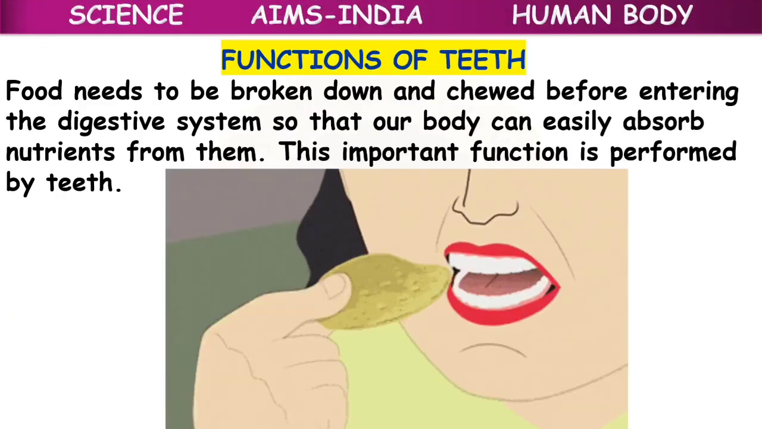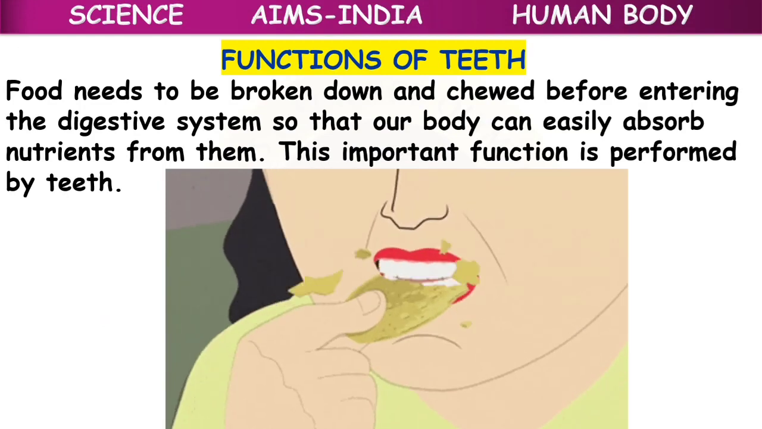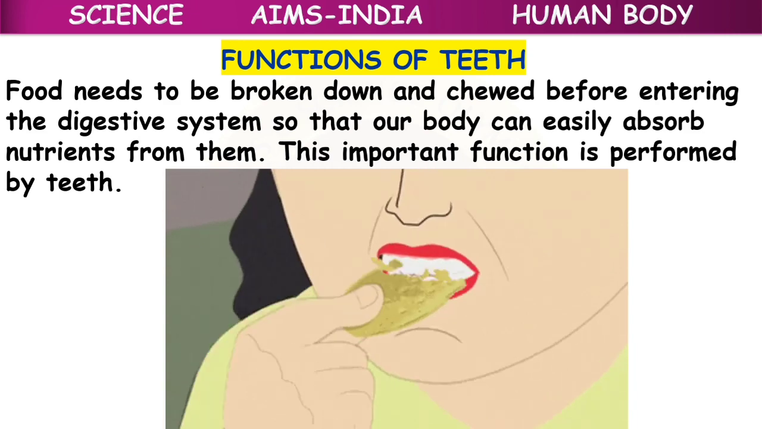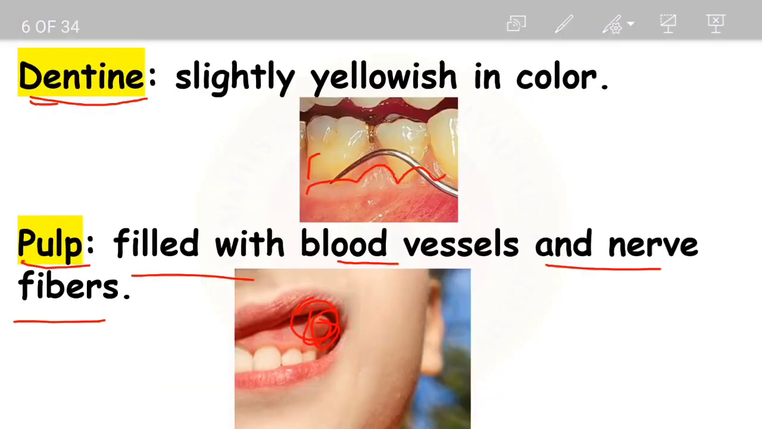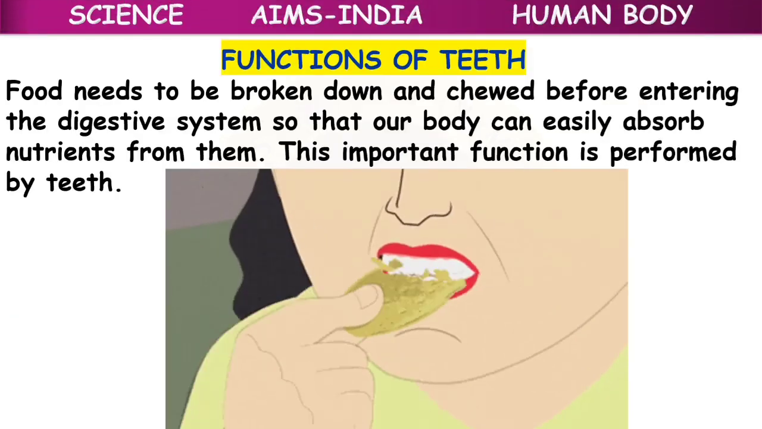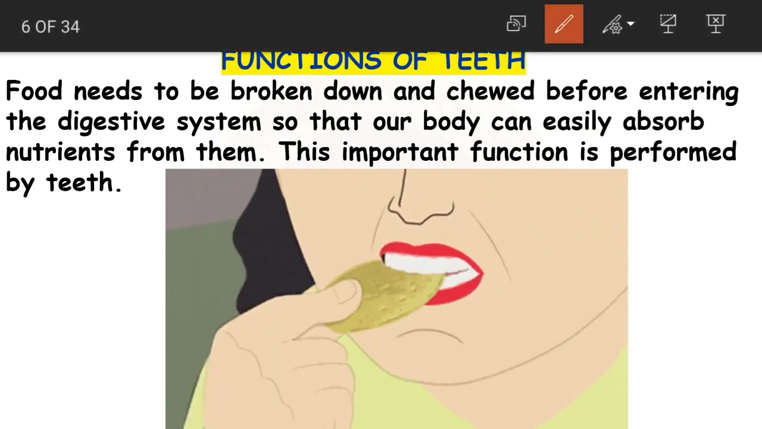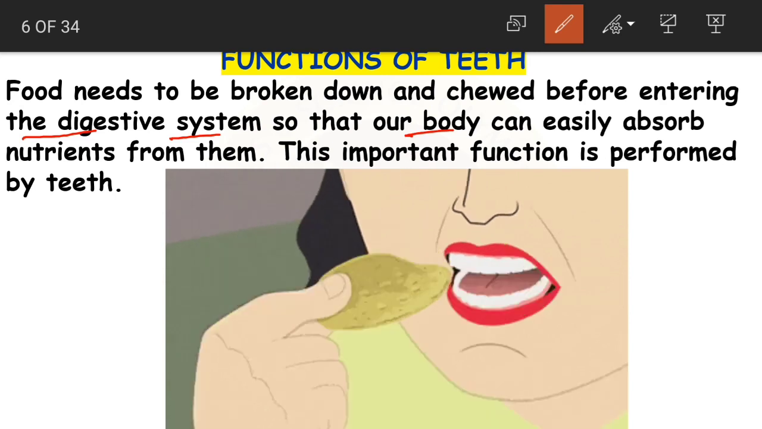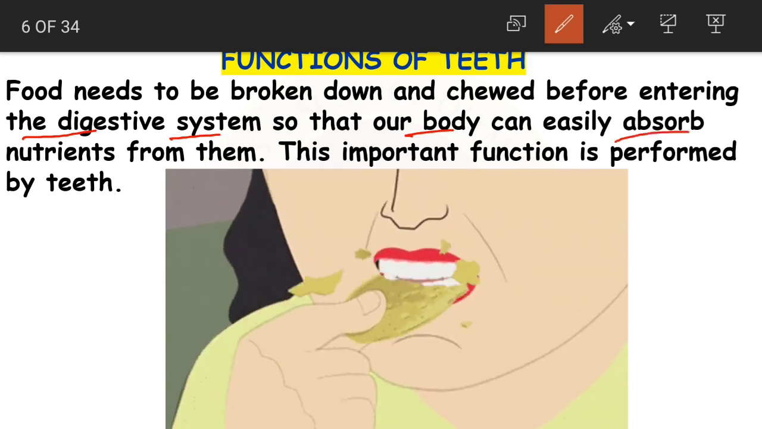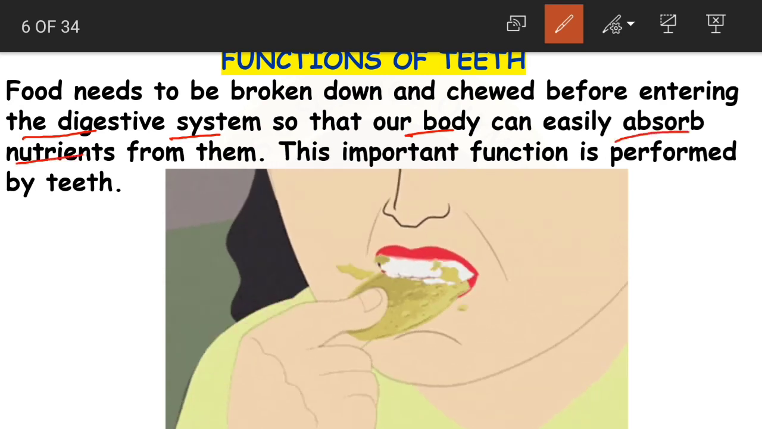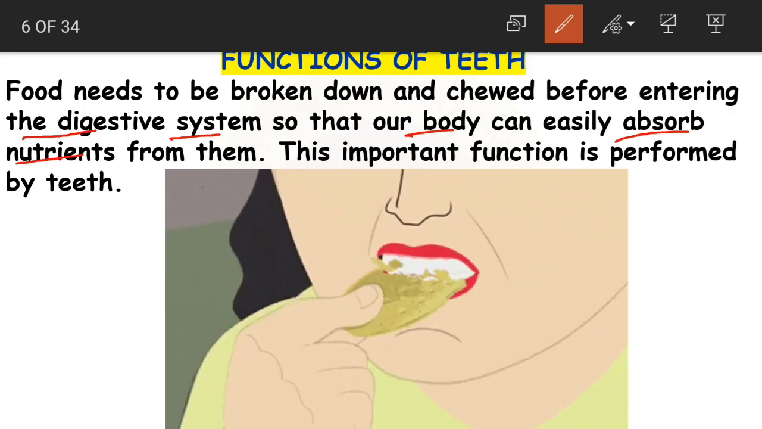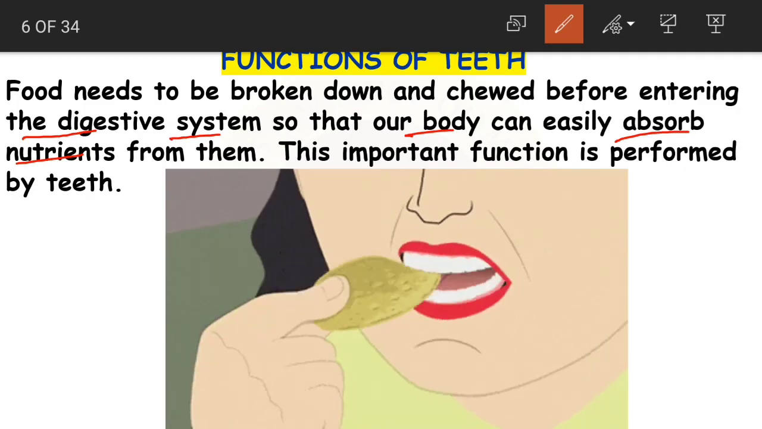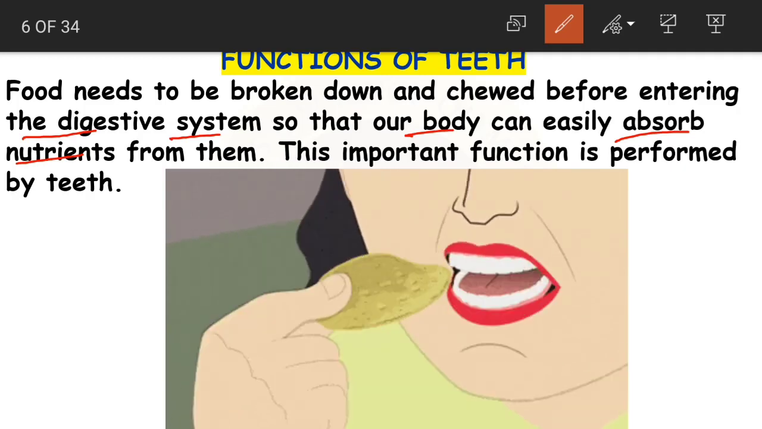Clear, children? So what do our teeth do? What is their main function? What is their work? Food needs to be broken down and chewed before entering the digestive system so that our body can easily absorb nutrients from it. So why do we need teeth, children? To break our food and chew our food.